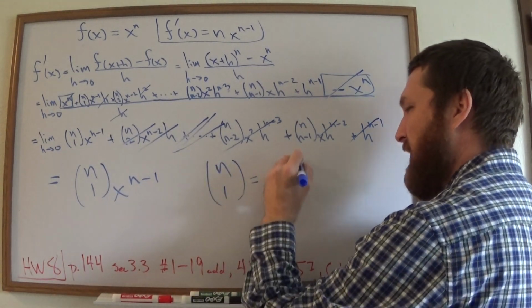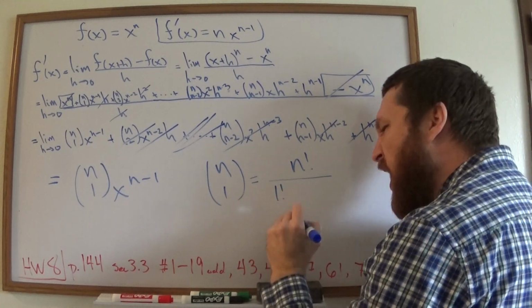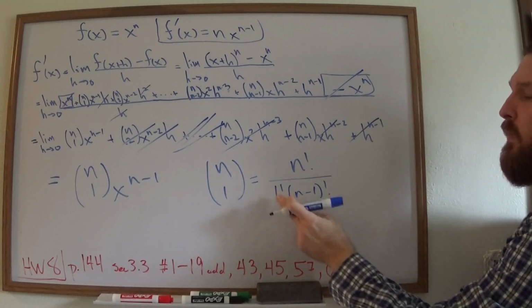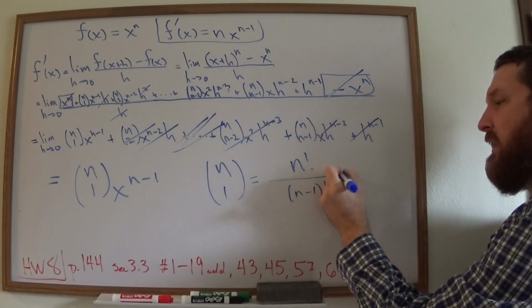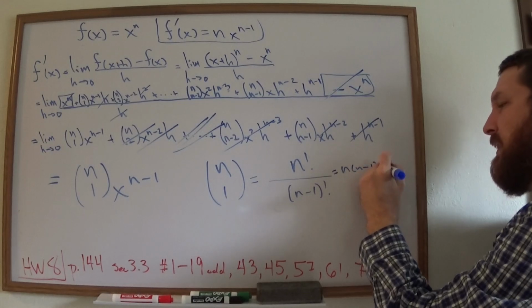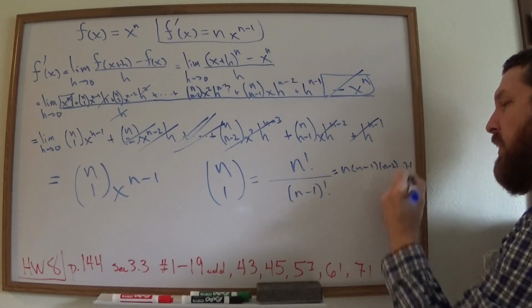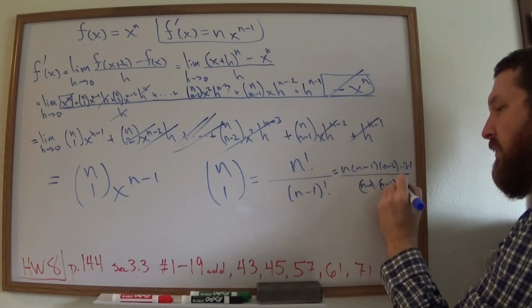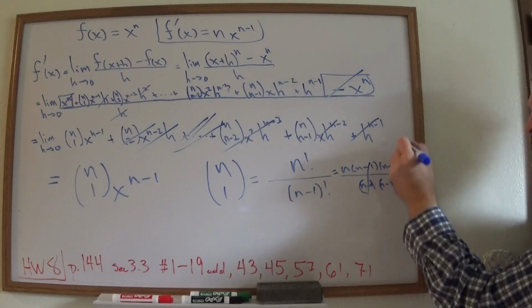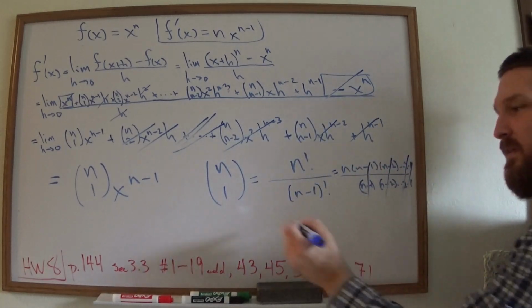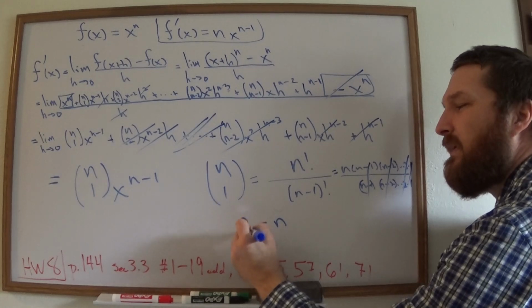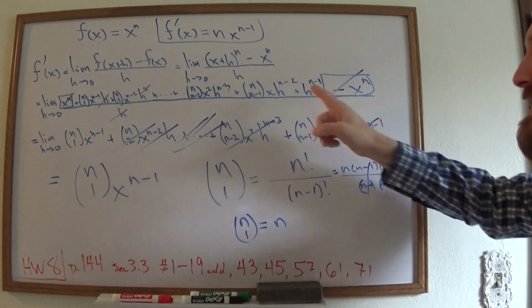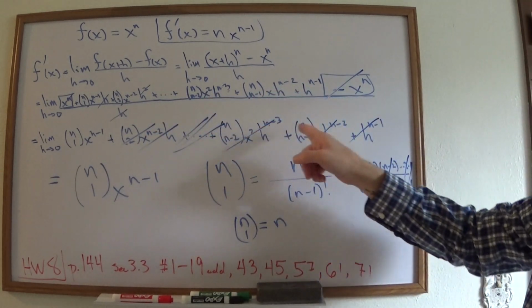N choose 1 is n factorial over 1 factorial times n minus 1 factorial. And so, that 1 we could forget about. N factorial is n times n minus 1 times n minus 2 all the way down to 2 times 1. And this is n minus 1, n minus 2 all the way down to 2 times 1. Those all cancel, and all we're left with is n. And like I said, we didn't really need to use this because we could have just made an argument by Pascal's triangle. Because you can see that all of these other coefficients we don't care about at all.